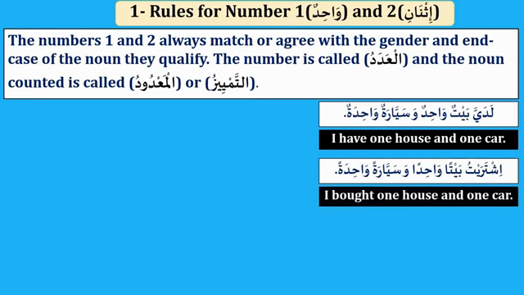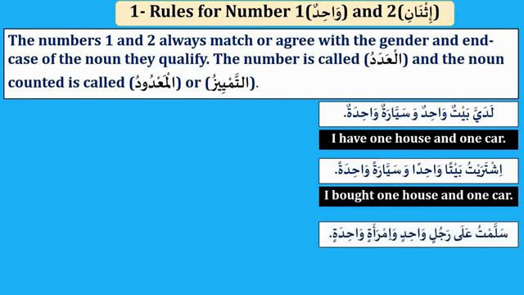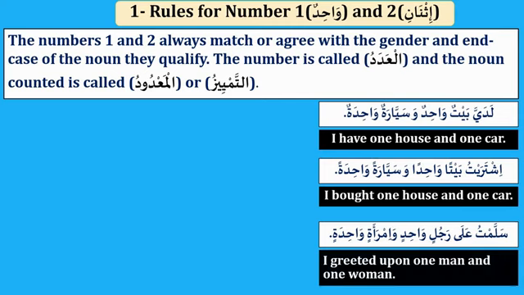I bought one house and one car. The first one was in nominative case, and this sentence is in accusative case. It's a mansub. Both of them must have fatha, the number and the noun qualified. And the third sentence is in genitive case. Sallamtu ala rajulin wahidin wa imra'atin wahidatin. I greeted one man and one woman. Ala is a preposition and it changed the haraka of the following word to kasra. Ala rajulin wahidin. If the noun gets kasra, the number also must get kasra.